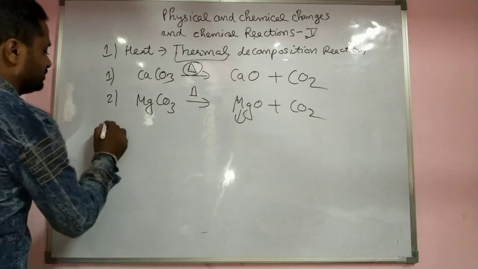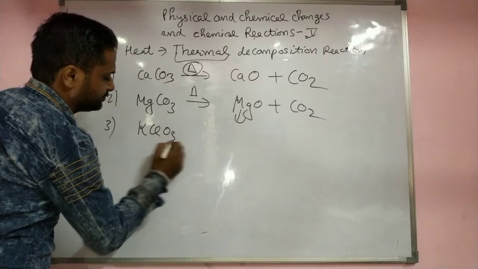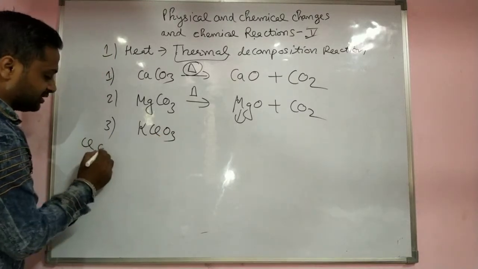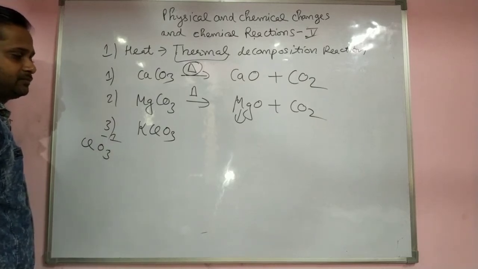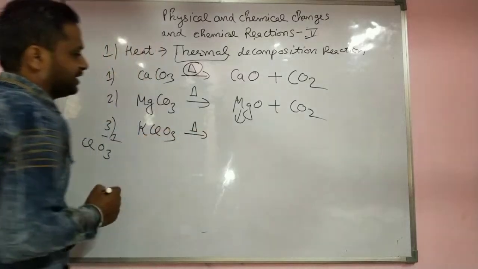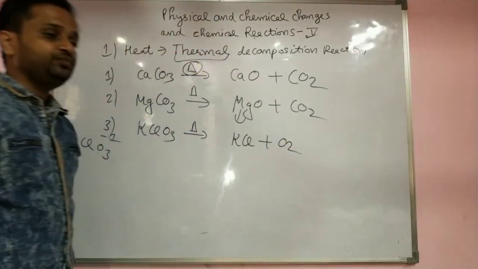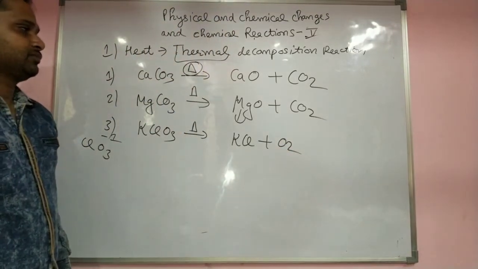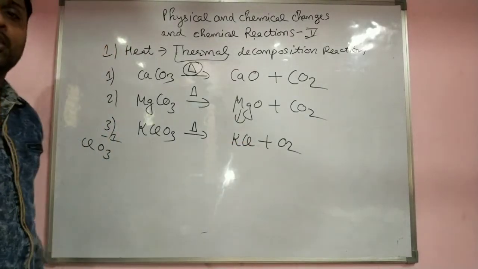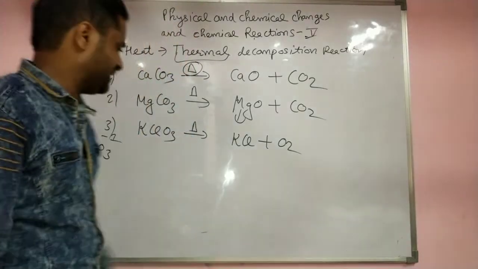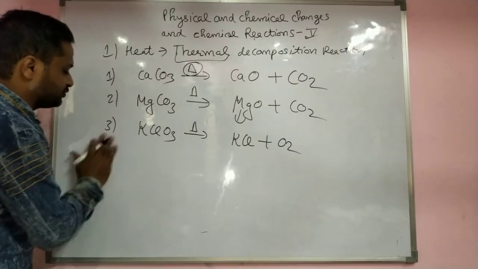Any other reaction? See, that is potassium chlorate. The chlorate ion is ClO3 1 negative. Keep in mind, when you heat it, it gives KCl plus O2. You balance it. When you heat it, it loses oxygen very easily.